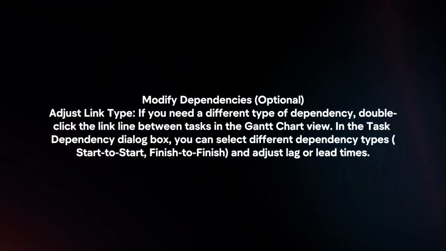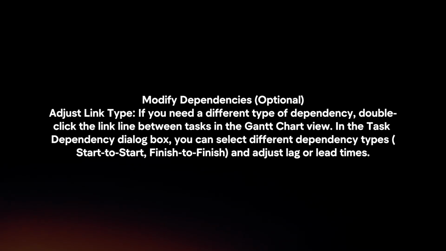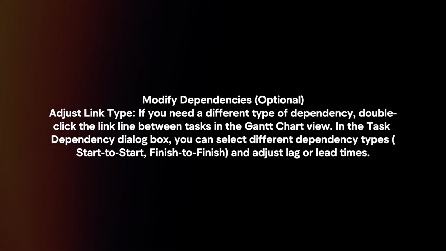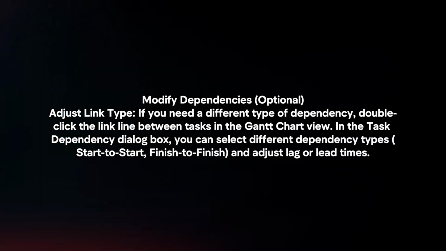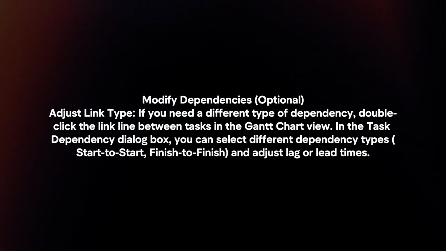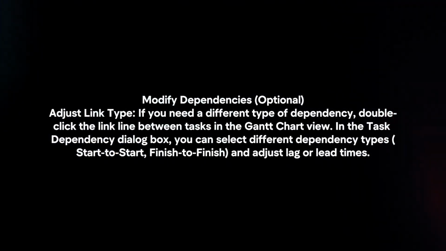Modify dependencies. Adjust link type. If you need a different type of dependency, double-click the link line between tasks in the Gantt chart view. In the Task Dependency dialog box, you can select different dependency types and adjust lag or lead times.